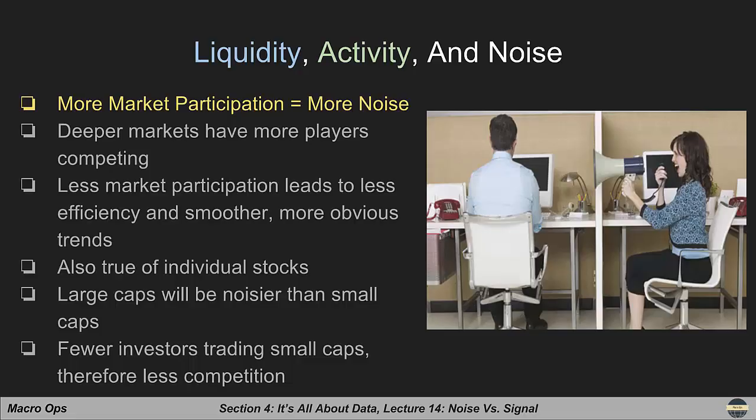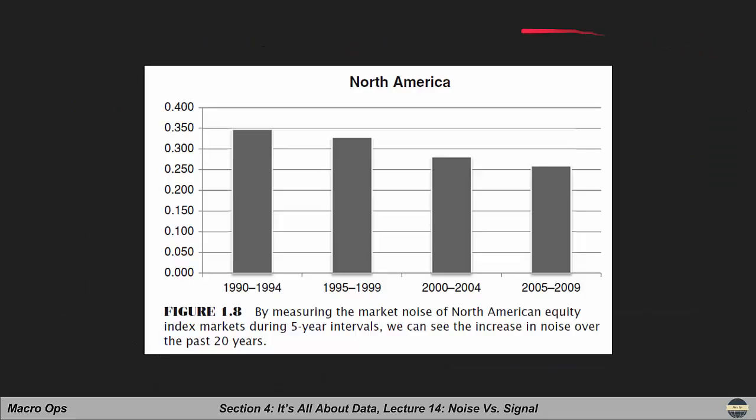So large caps will tend to be noisier than small caps. And that's because fewer investors are trading the micro caps and little forgotten about stocks, and everyone is trading those big large caps. So we see, when you run the numbers, we tend to see more noise in the more participated markets. So you can see here, as North American equity markets matured, the efficiency ratio went down. And this buckets out the efficiency ratio in 1994, 95, 99, 2000, 2004, etc. And this efficiency ratio went down because the market started to get more participation, more volume, and more players.